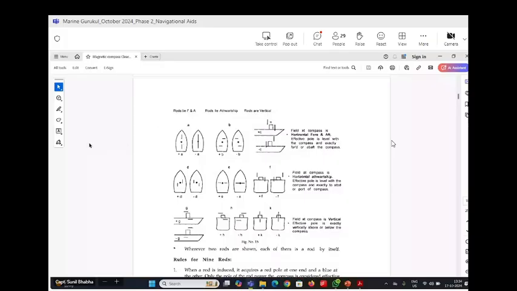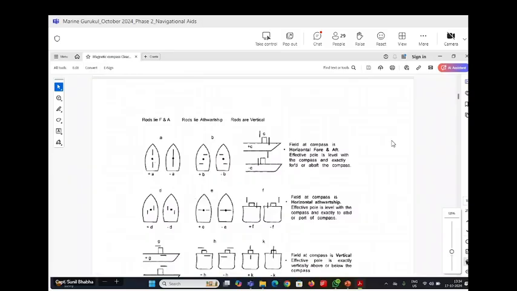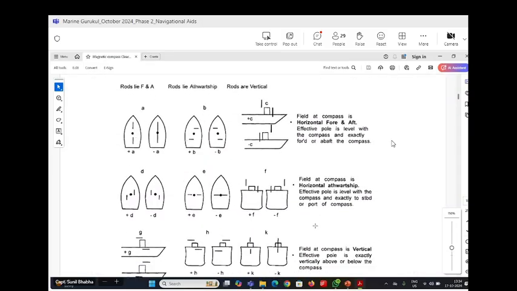Okay, beta. Here it is. So can you see the screen now, beta?